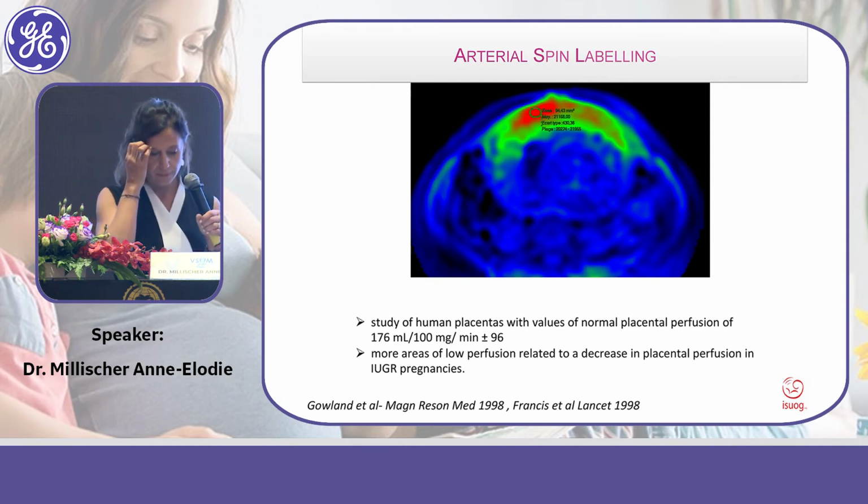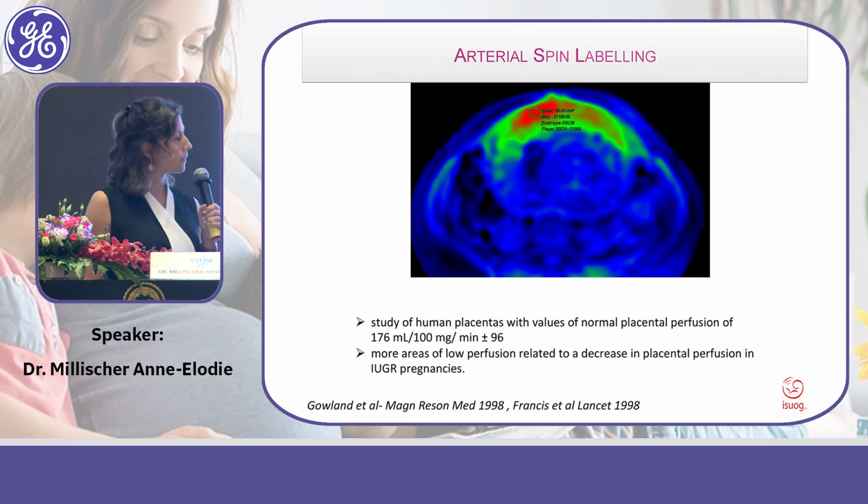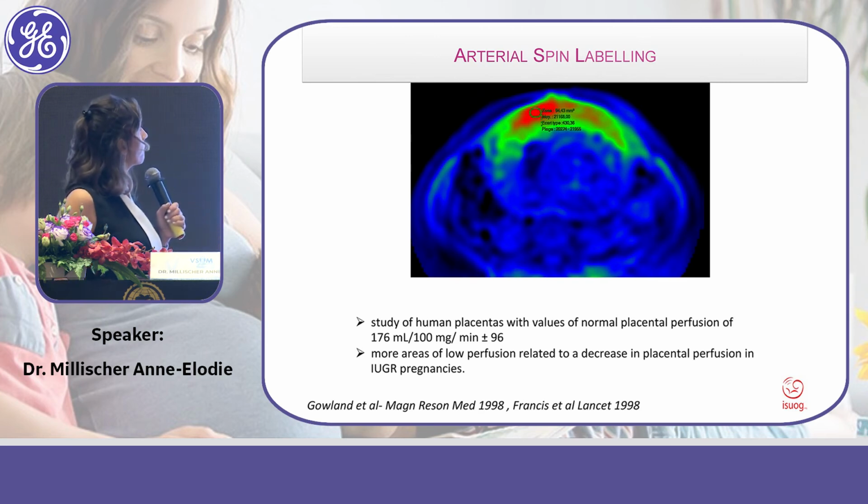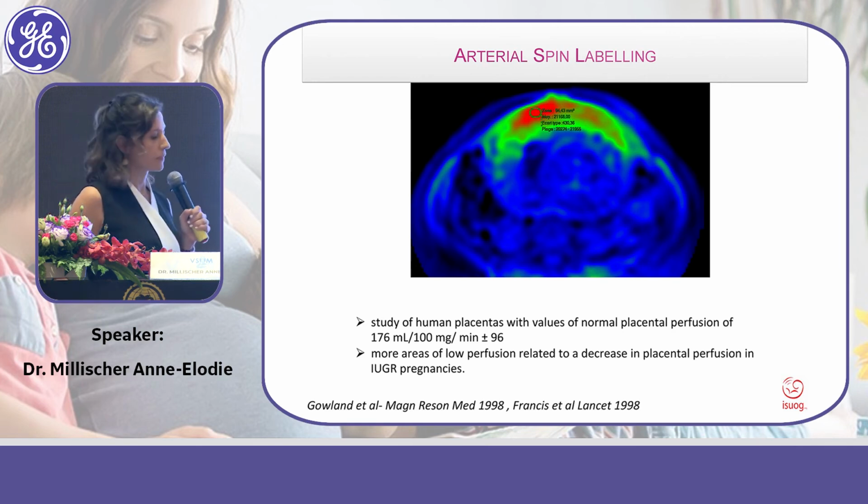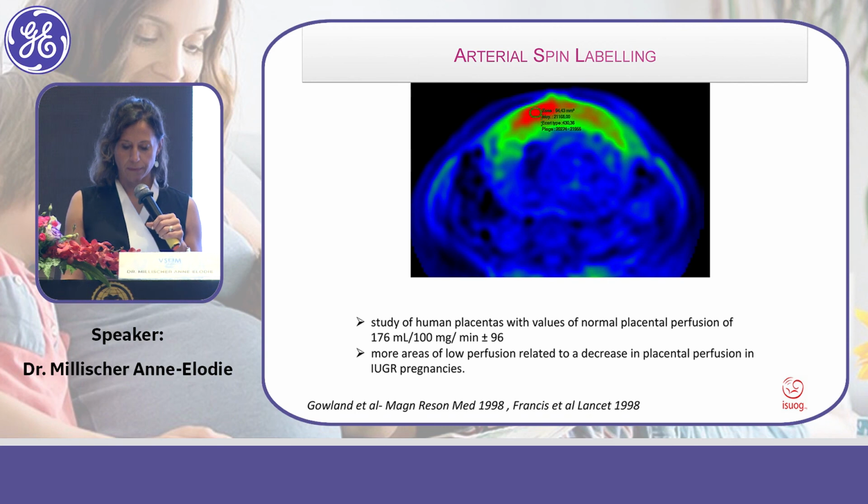Và cho cô nói thêm một vài điều trước khi kết thúc, là cô muốn giới thiệu đến các bạn đó là một loại hình ảnh học chức năng của bánh nhau. Thì cái hình ảnh học này nó sẽ cho biết cái tuần hoàn nhau thai nó có bị suy hay không. Và đây là một cái hình ảnh mà tưới máu bánh nhau.